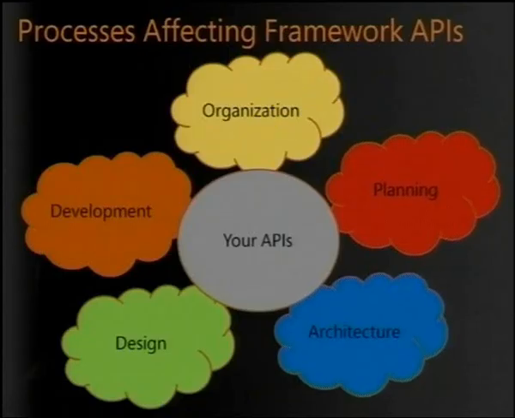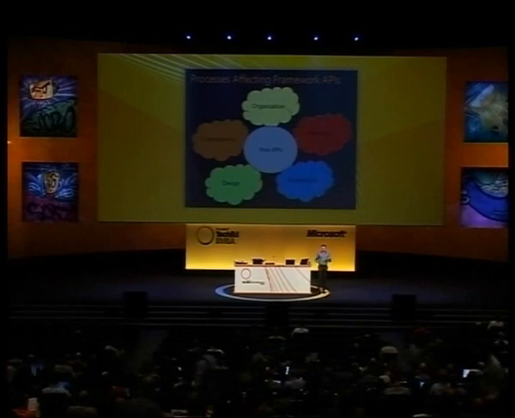So what are the things that influence your APIs? You can have different categorizations of the processes. I structured them around building organization and how organizational structure affects APIs, planning processes and how they affect APIs, and architecture, which is going to be probably the bulk of the presentation. Then I'm going to talk briefly about the design process: how do I select what types we need, how do I select what members we need, and so on. And then some simple development processes.